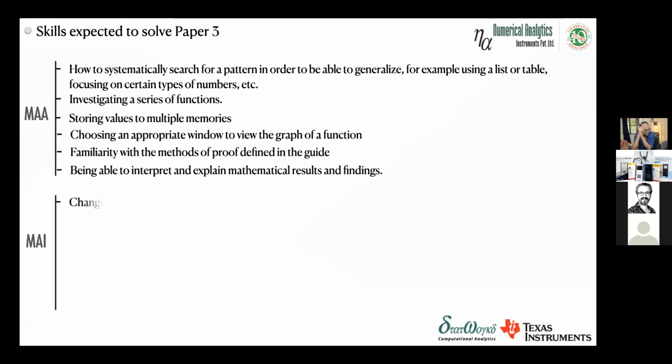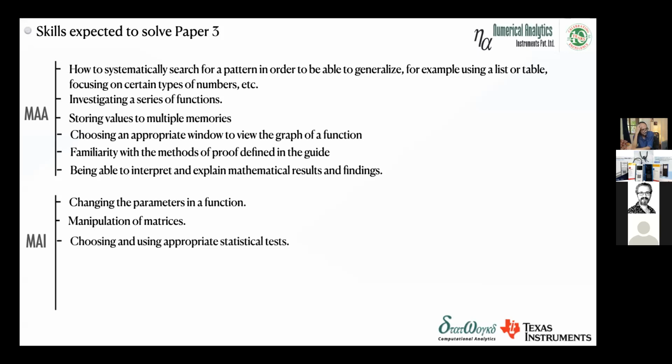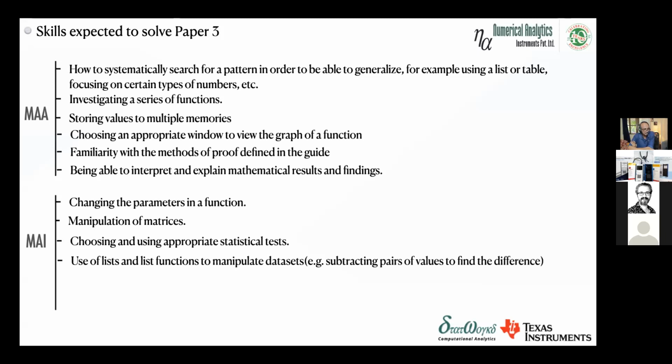For MAI, the expectations are changing the parameters in a function and manipulation of matrices. If you see, matrices are not there in MAA, but in MAI, you do lots of matrices. Choosing and using appropriate statistical tests is not expected in MAA, so we can assume that there won't be any statistics question in MAA paper 3. Use of lists and list functions to manipulate data sets is also not here in MAA.